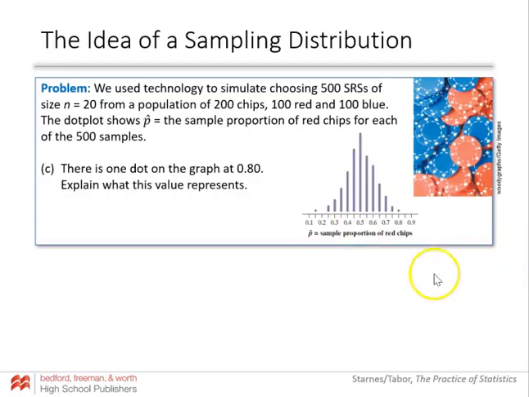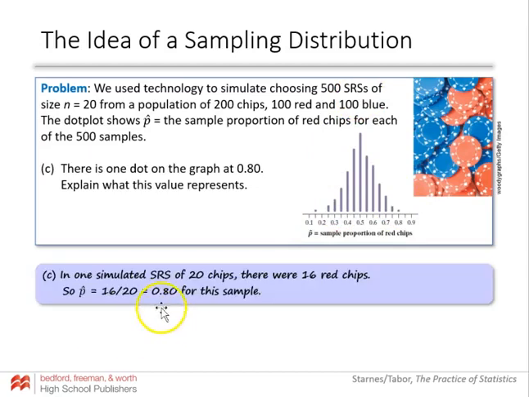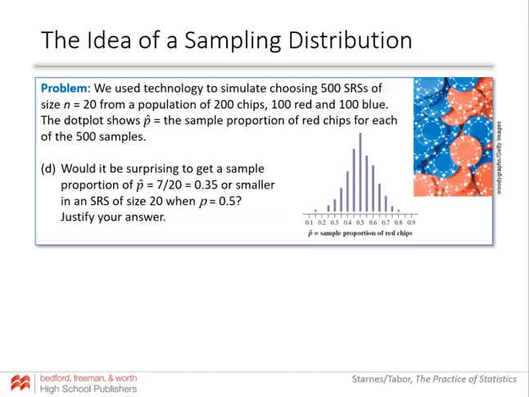One point we want to make sure you understand, we love to ask this question. There's one dot at 0.8. What does this value represent? Remember, each of these dots is one sample. So that one dot at 0.8 is one sample where 80% of the 20 chips were red. Would it be surprising to get a sample proportion of 0.35, which is what she got when she actually picked them out? And justify your answer.